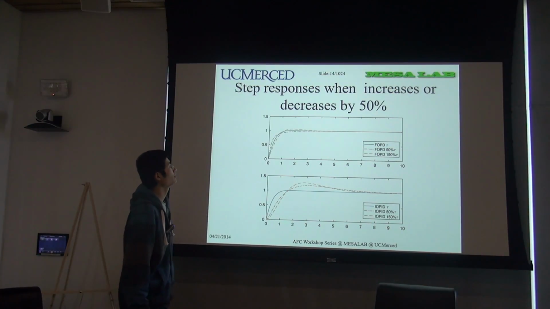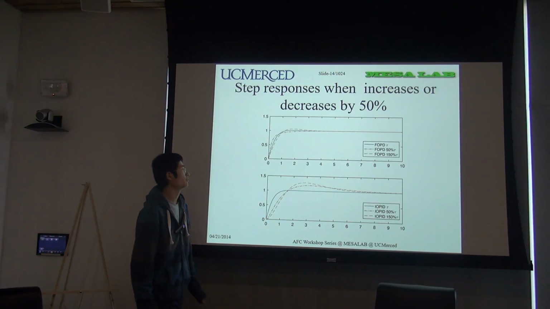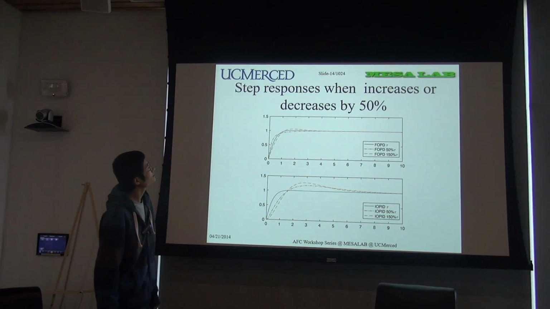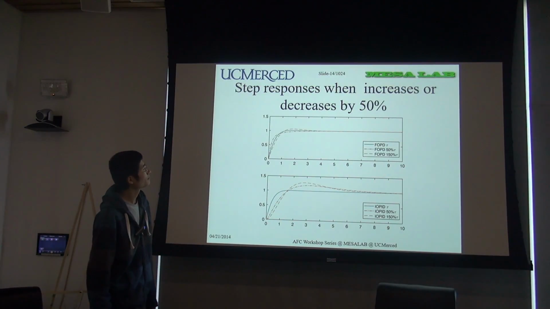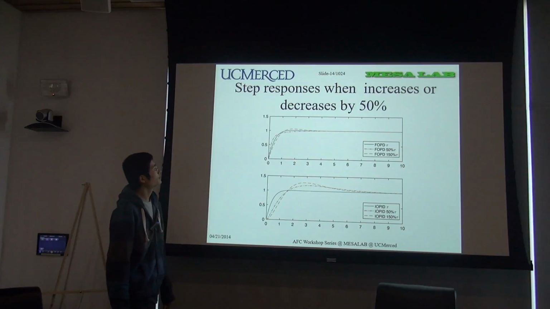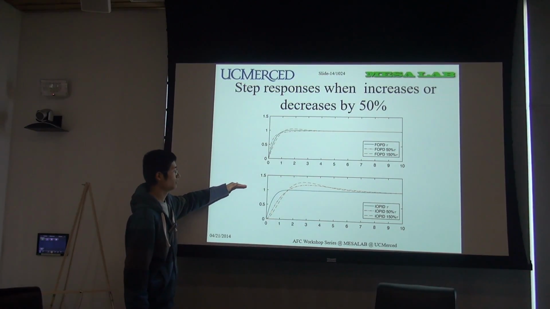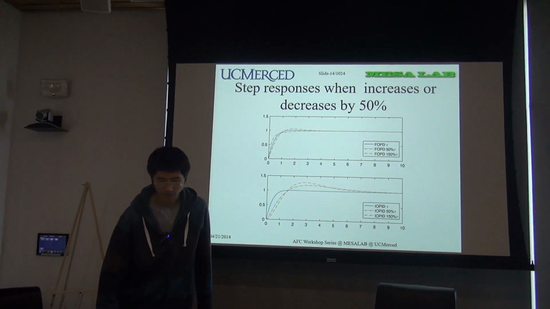We also did a similar investigation for the time constant tau. This is somehow interesting. So we have a tau with plus or minus 50% variation from the nominal tau. Yes, we have got a similar result. You can see the overshoot for the IO-PID controller is more than for the FO-PID controller.